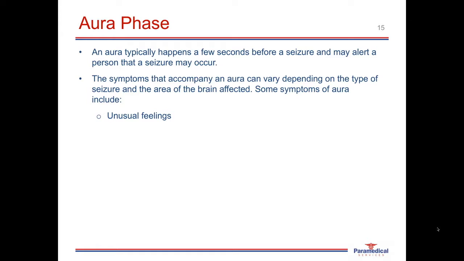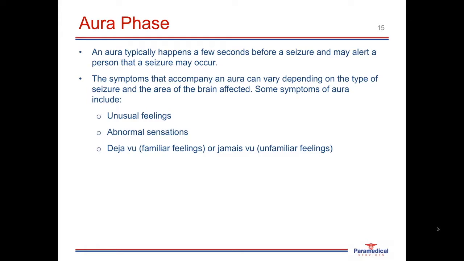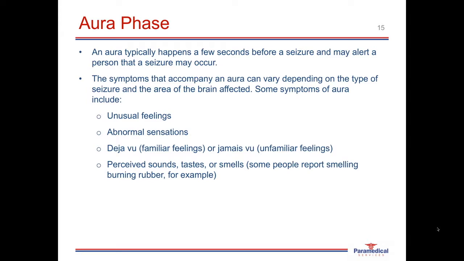Signs and symptoms of an aura include things such as unusual feelings or abnormal sensations, such as a déjà vu, which means familiar feeling, or a jamais vu, meaning an unfamiliar feeling or something they've never experienced before. There can be strange sounds, tastes, or smells that the person is experiencing. So some people might get a visual disturbance, see something that isn't there, or they'll smell something that's not there, or taste something that's not there. Some people have reported smelling burning rubber, for example, when there wasn't actually any burning rubber in the area.